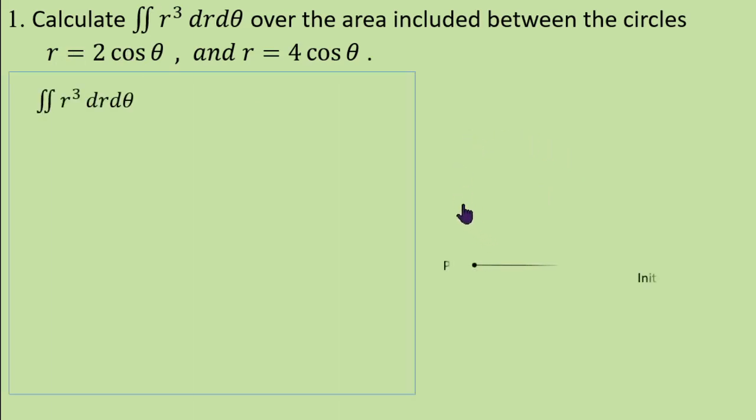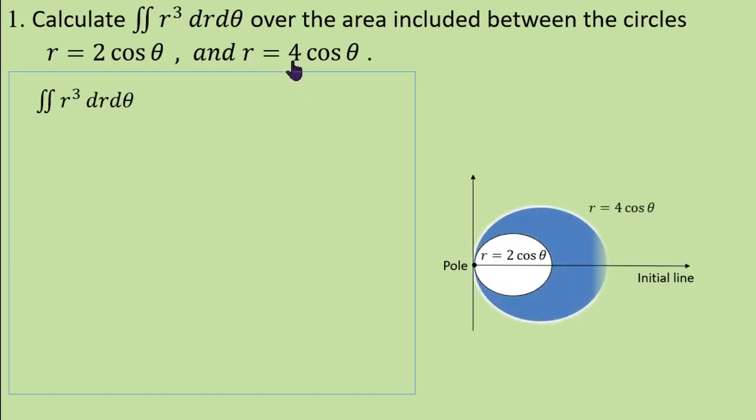That is how we can draw the circle. Consider the pole and initial line. When theta is 0, cos 0 is 1, therefore r is 2. When theta is pi by 2, cos pi by 2 is 0, therefore r is 0. That means 2 to 0 and 0 to 2, like this. So this is the circle r equal to 2 cos theta. So it looks like this. And r equal to 4 cos theta, same logic.